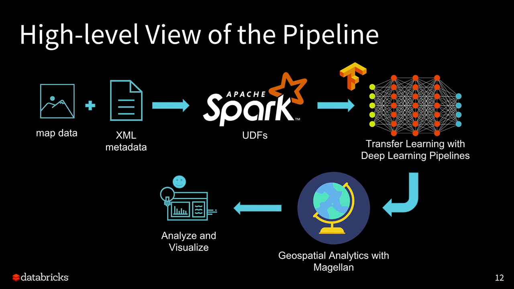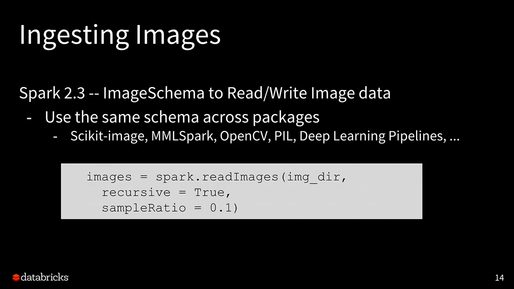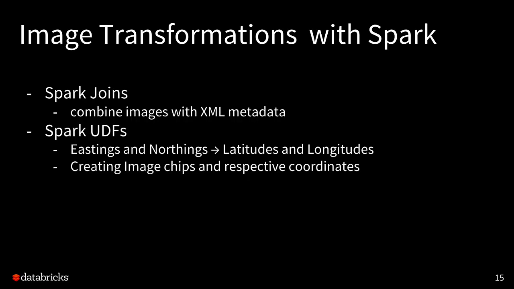And so we're going to talk through each portion of the pipeline, and we're going to start with how we're going to parse that image data. So we do that with Spark 2.3. And with Spark 2.3, we introduced a new way to read and write image data. And this allows you to use the same schema across packages. So you might be using scikit-image, OpenCV again, or PIL. And with using image schema, it allows you to use the same schema across all these packages. So here at the bottom is a little code snippet and how you can read your images in with Spark in 3 lines.